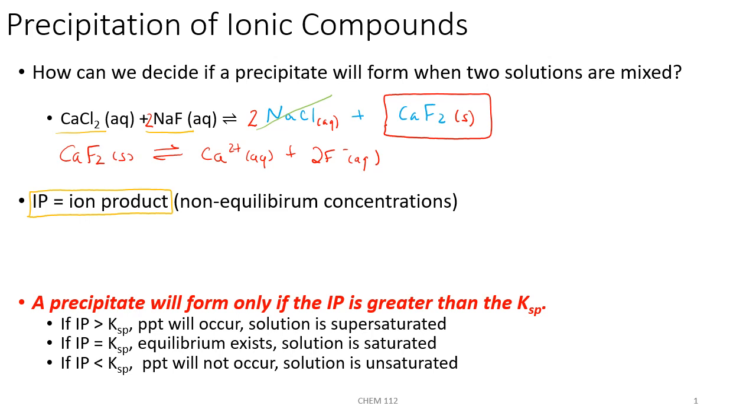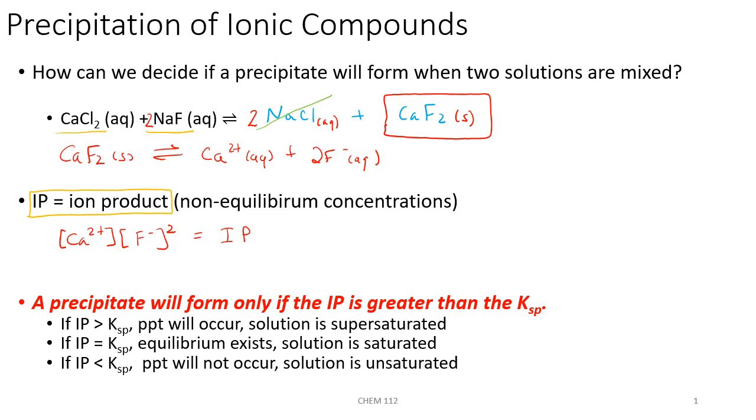But if we have non-equilibrium concentrations in the mass action expression, we call it the ion product. So we would have the concentration of our calcium ions times the concentration of our fluoride ions squared, and we would set that equal to the IP, or ion product for short. And a few different situations could happen when we calculate that ion product with non-equilibrium concentrations.